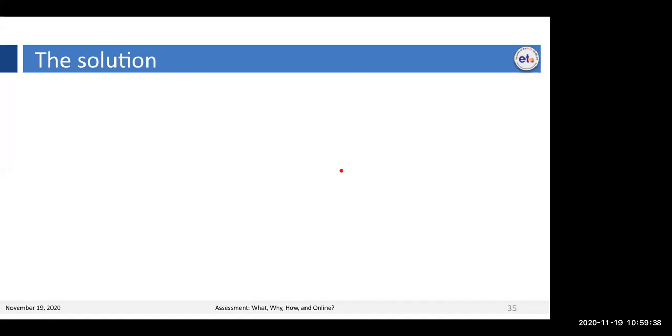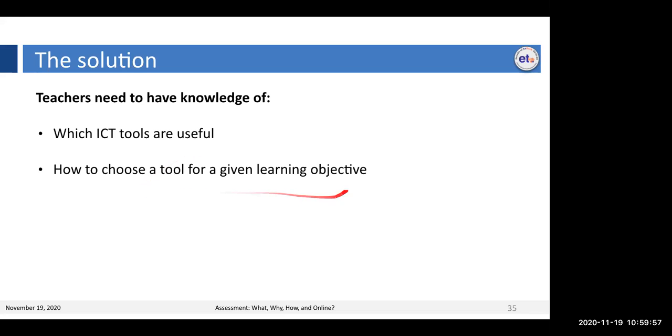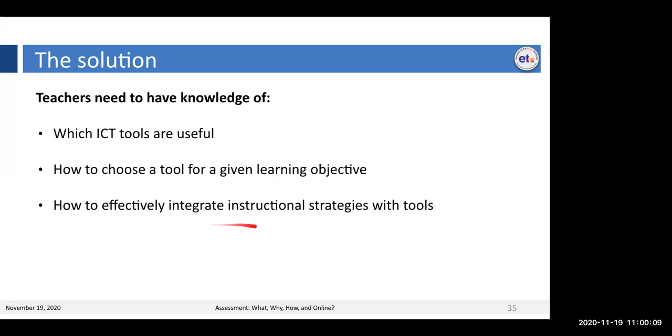So what is the solution to these common problems? Teachers need to have knowledge of a few aspects, like which ICT tools are useful. If there are 50 ICT tools for one purpose, which one is useful for your teaching style, that is also important. Then how to choose a tool for a given learning objective. You must be setting some learning objective for one lecture, seven lectures, or just half of a lecture. And then how to effectively integrate instructional strategies with these tools.